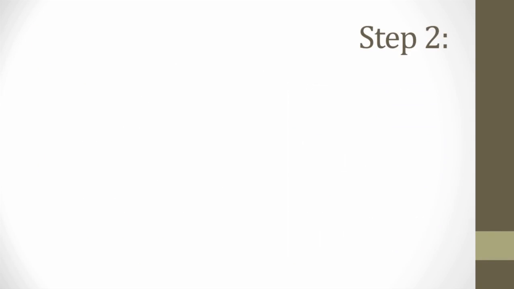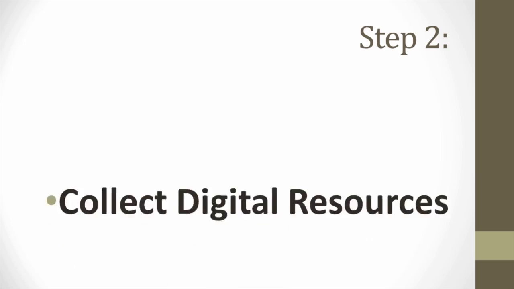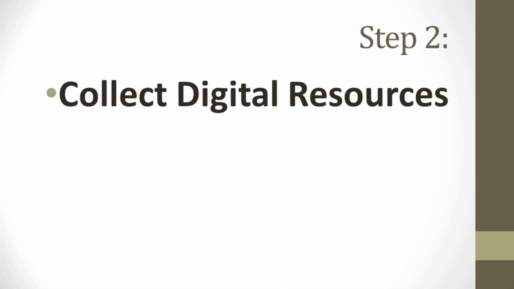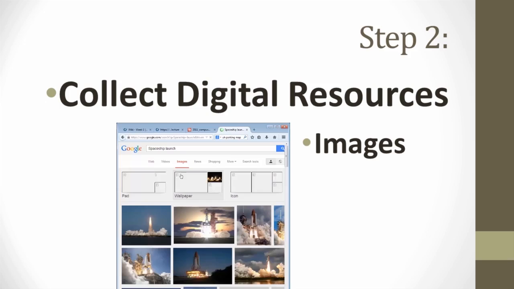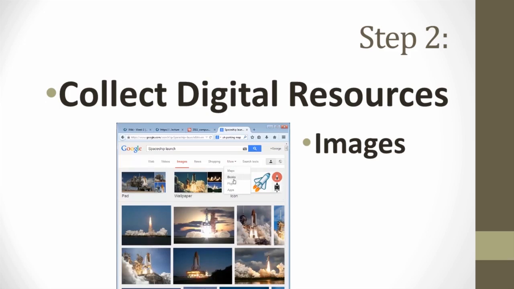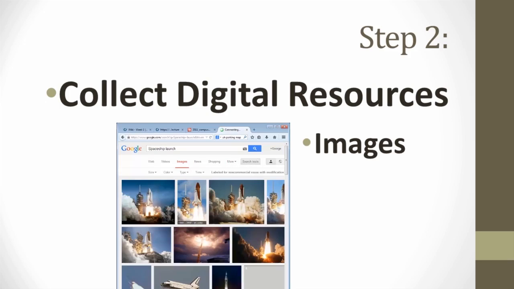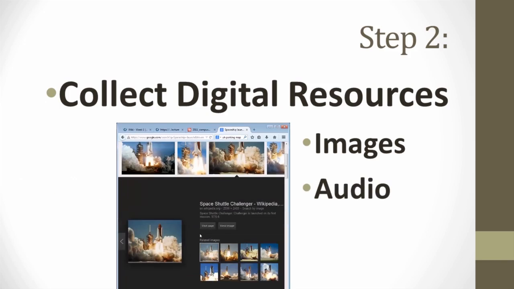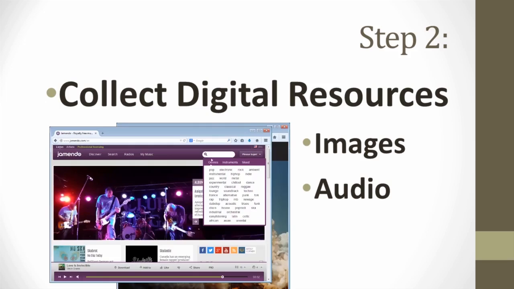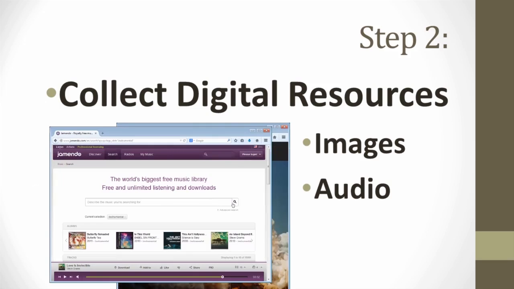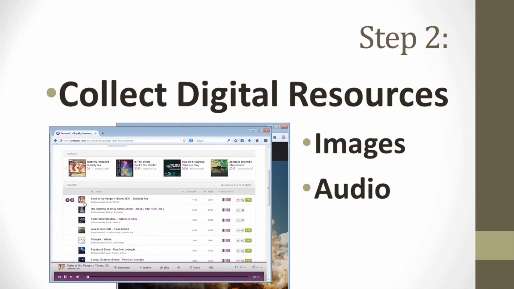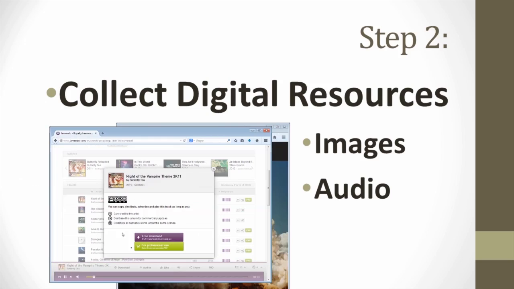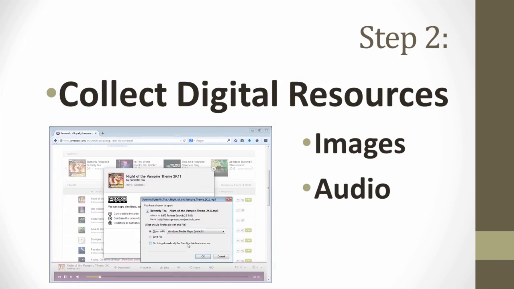Step 2. Collect digital resources. Search for or create images that can be used in your story, including pictures, drawings, photographs, maps, or charts. Try to locate audio resources such as music, speeches, interviews, and sound effects. Try to find other informational content which might come from websites, word process documents, or PowerPoint slides.